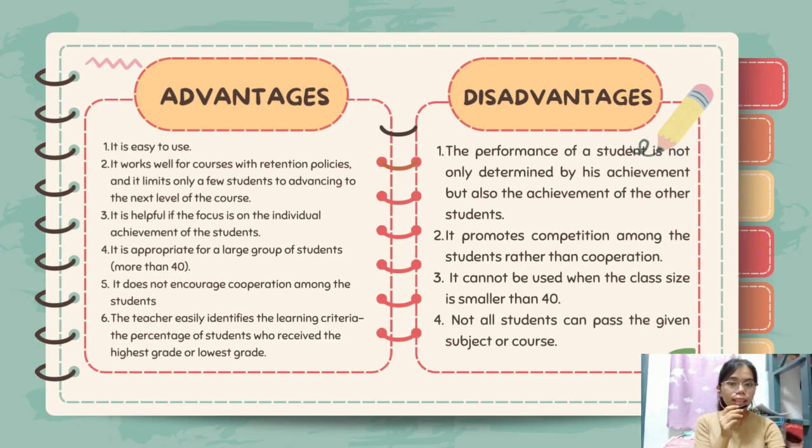Now, if there are advantages, there are also disadvantages. And there are four disadvantages for the norm referenced grading system. First, the performance of a student is not only determined by his achievement but also the achievement of the other students. Second, it promotes competition among the students rather than cooperation. Third, it cannot be used when the class size is smaller than 40. Fourth, not all students can pass the given subject or course.